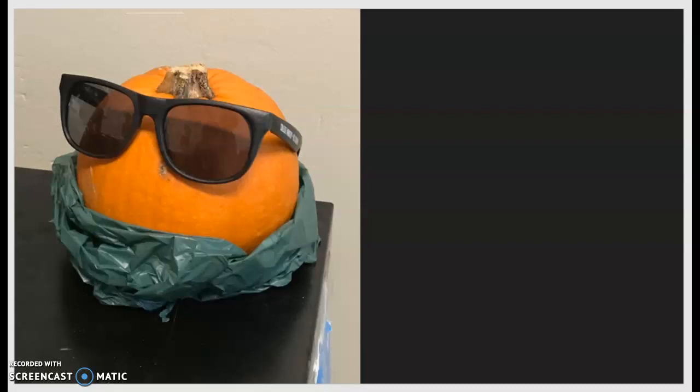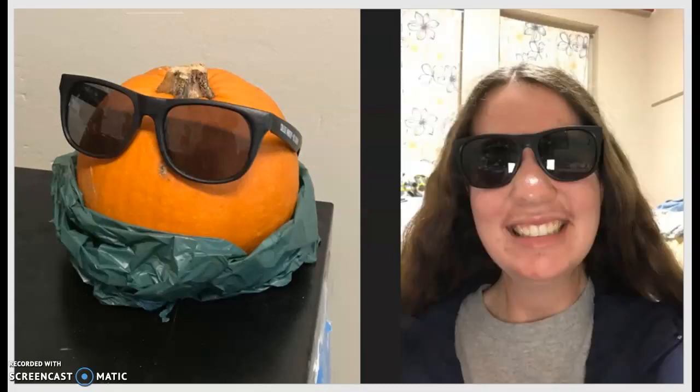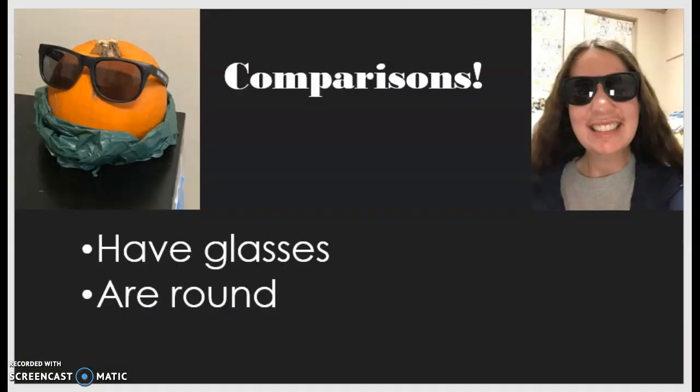Okay, so what I did is I got together for him a picture of him and my head. We're going to compare and contrast the two. Talk about what's the same and what's different. All right, so what's the same about the two? Let's see. We both have glasses in these pictures. And my head is round and his head is round. Our heads are not polygons.